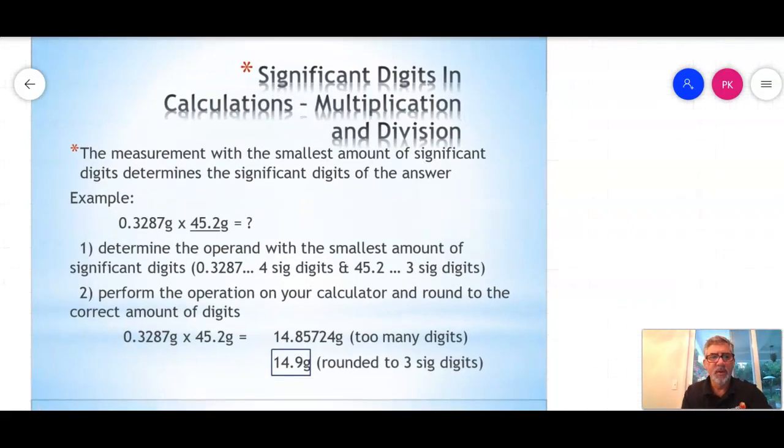Really quickly, because we're running out of time here. When I multiply, your answer can only have the number of digits of the operand with the least number of significant digits. So this has 4 significant digits, this has 3, so my number has to be rounded to 3 digits. Okay?